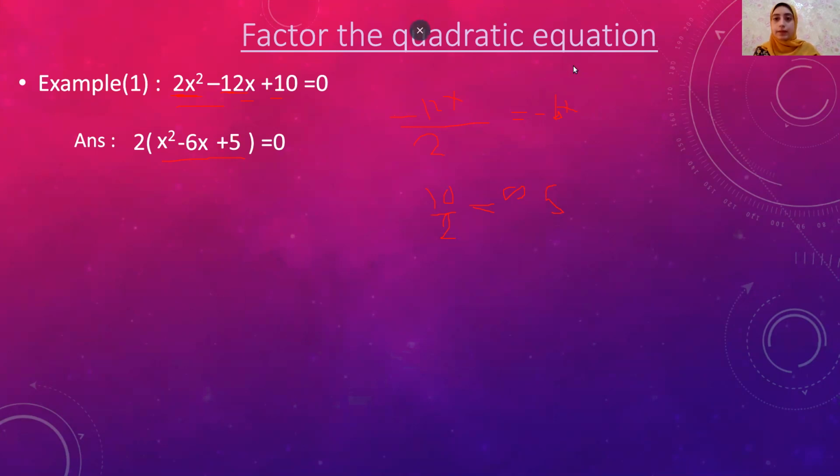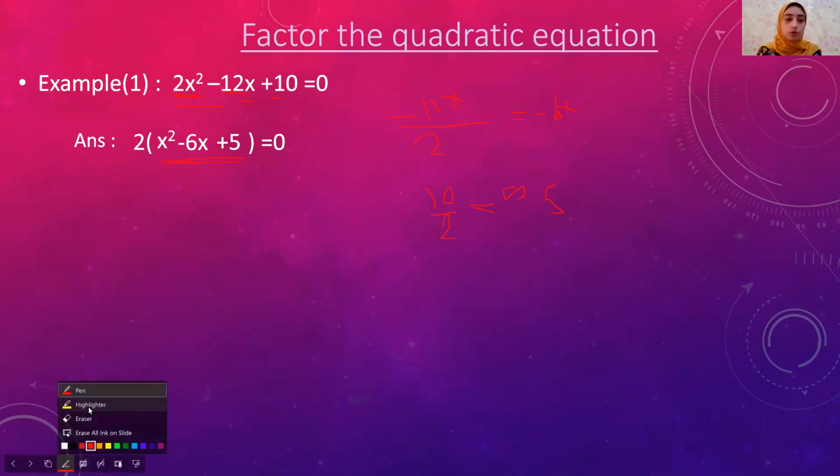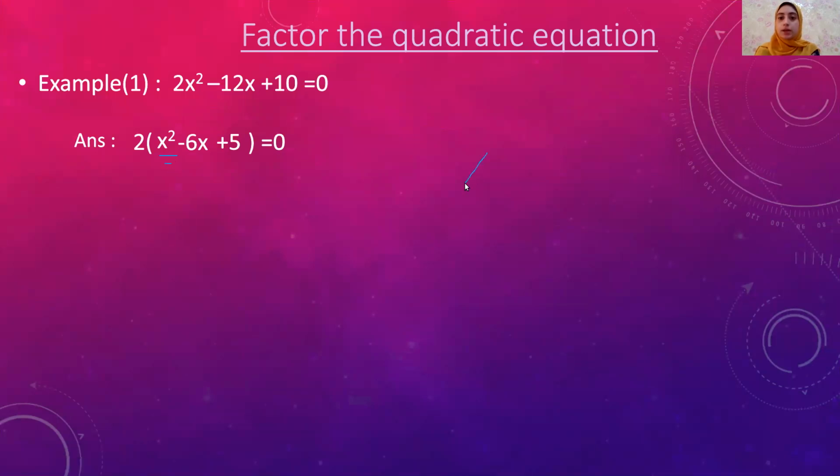Okay, now how do we factor this trinomial inside the bracket? I want to factor this trinomial inside the bracket. We use a very powerful method called cross multiply then check. Okay, let's use this method to factor this trinomial. Well, look at the first term, which is x squared. Well, x squared can be x times x, right? x times x. I will write it under each other.